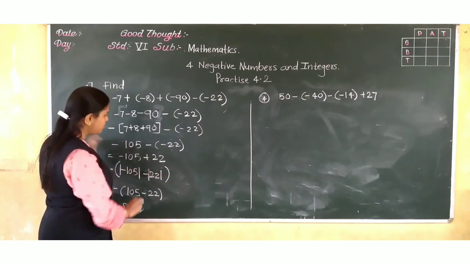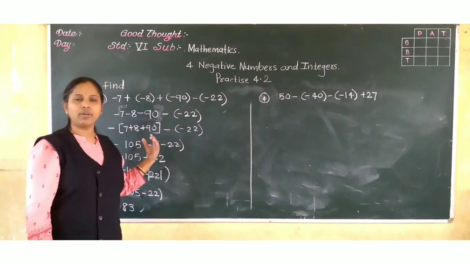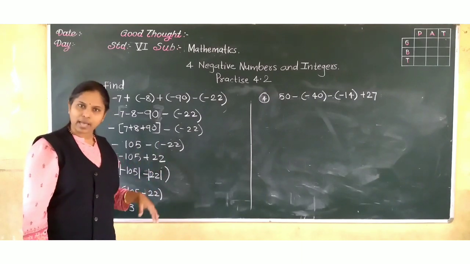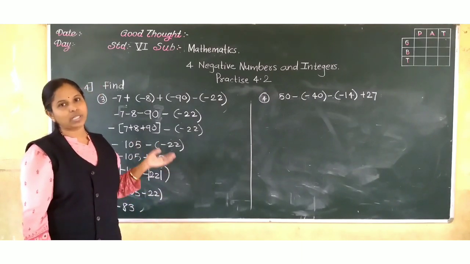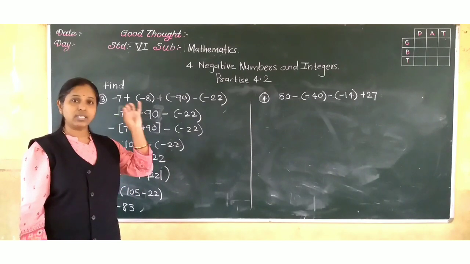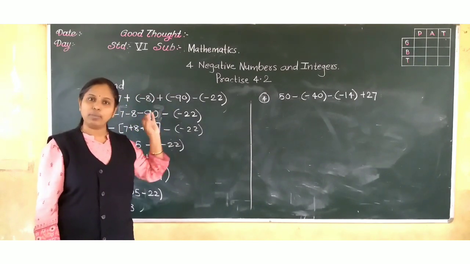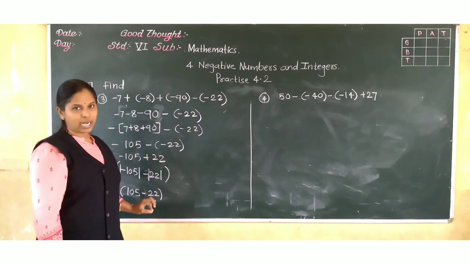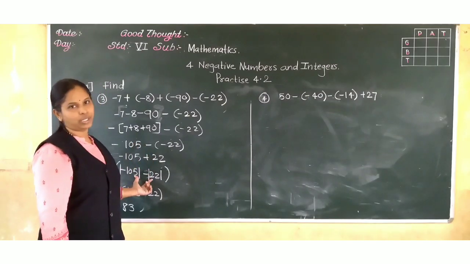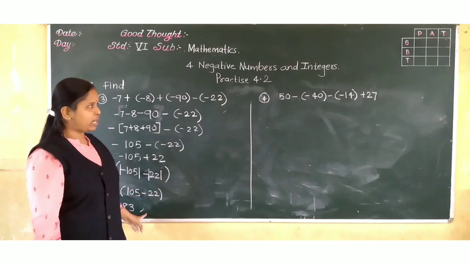Okay. And then regularly how do we do it? Take the absolute values, compare which absolute value is greater. That one's sign will be there in the final answer, and we have to do subtraction. Okay. In this way we have to solve.